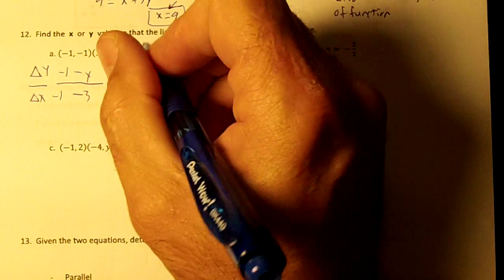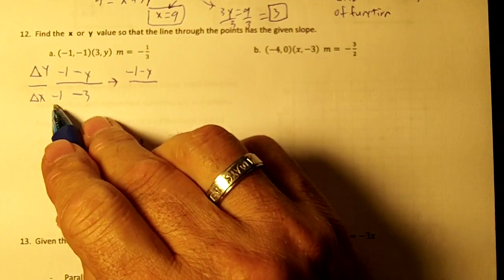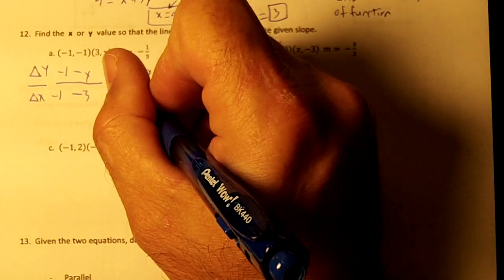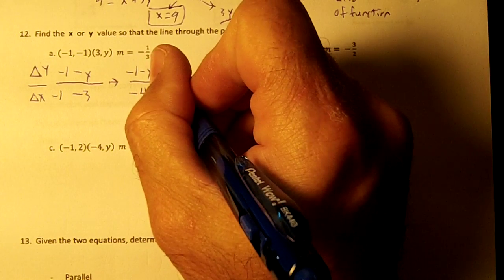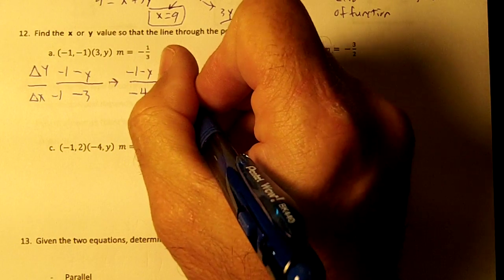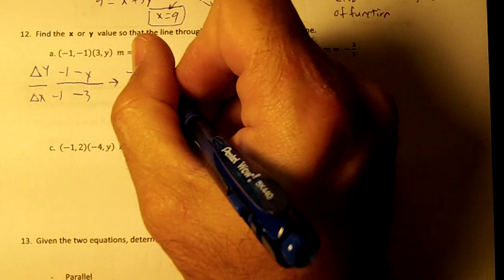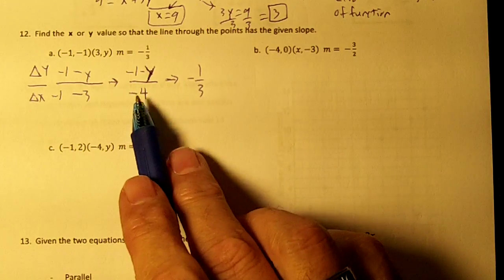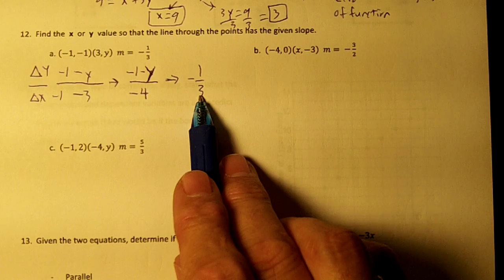Okay, this is going to turn into -1 minus y over -1 minus 3, which is -4. And we want this to turn into -1 over 3, don't we? And this is a y right here. Okay, there's really no way we could switch the 4 to a 3. We're not going to be able to simplify this, are we?